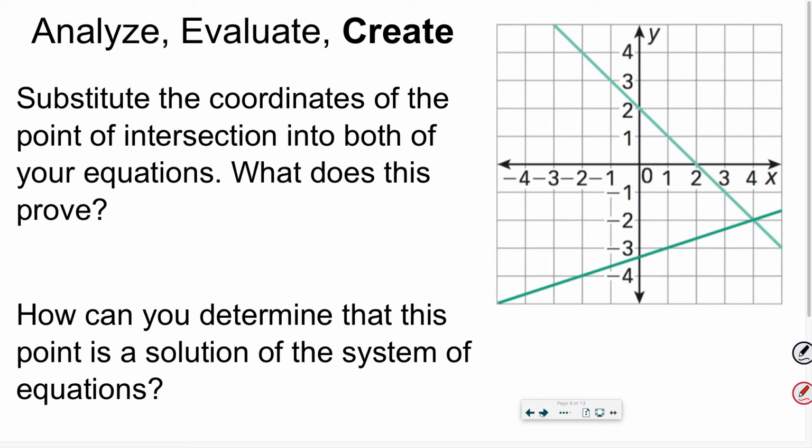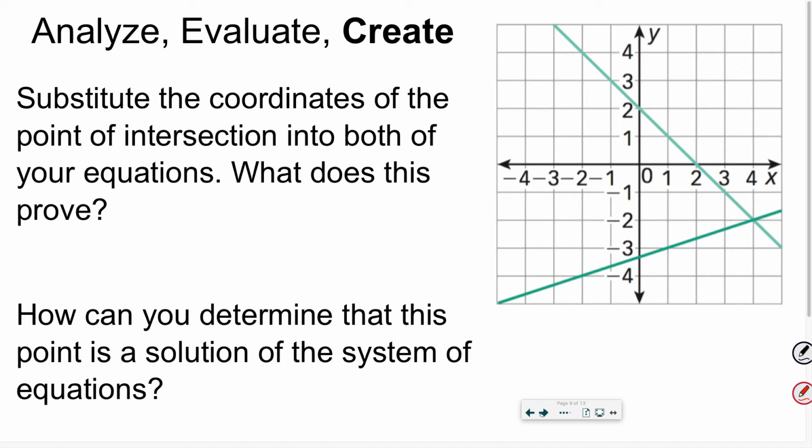Alright, so look at the equations that you have. Substitute the coordinate of the intersection into both of those equations. So where the lines intersect, substitute the x and the y into both of your equations. What's the solution of that system?